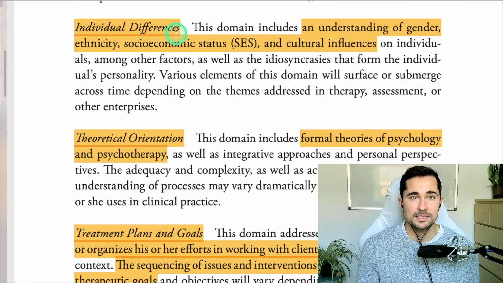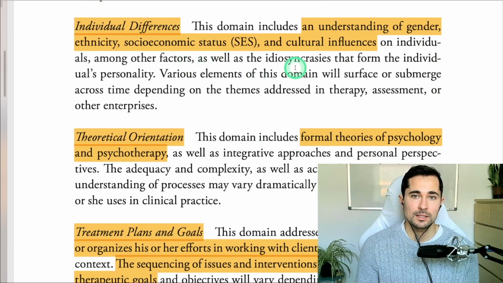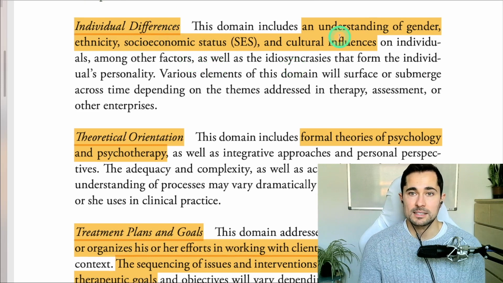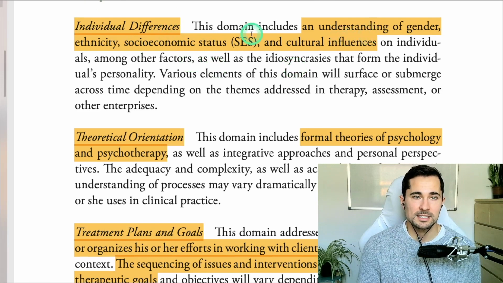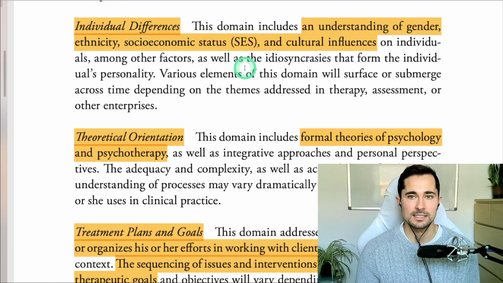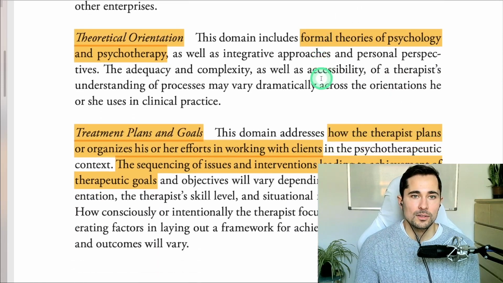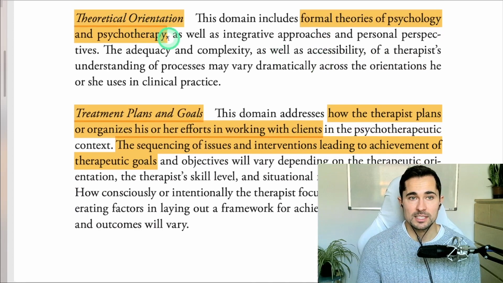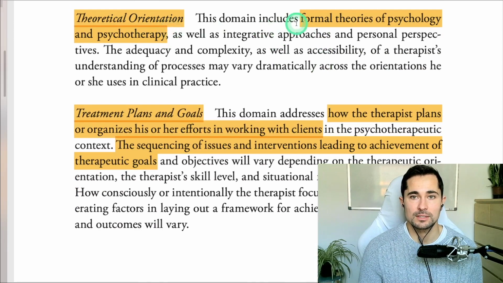Individual differences. So this includes working with an understanding of gender, ethnicity, socioeconomic status, and cultural influences. Theoretical orientation. So this is about one's knowledge of the different theories and modalities of psychology and psychotherapy.